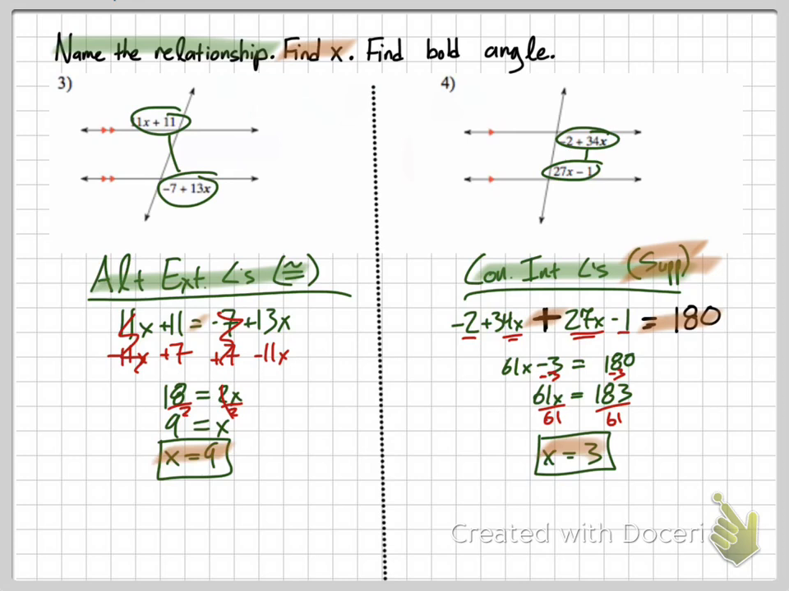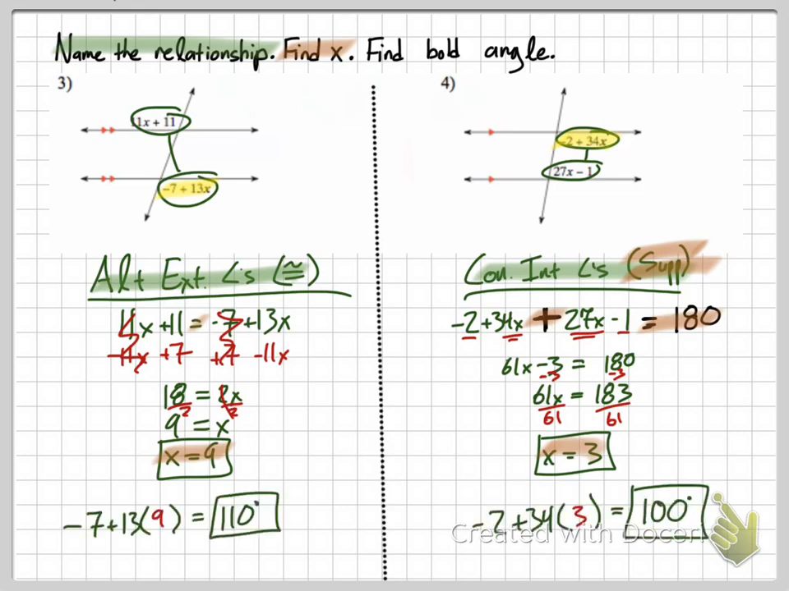For our final step, I'd like for you to take those x values, substitute those back in to our bold equations. You can pause the video now. All right. So after our first two steps in example 3, we substitute our 9 back in, and we get 110 to find our bold angle there, 110 degrees. For number 4, we substituted our 3 back into the equation, and we ended up with 100 degrees to represent that bold angle.